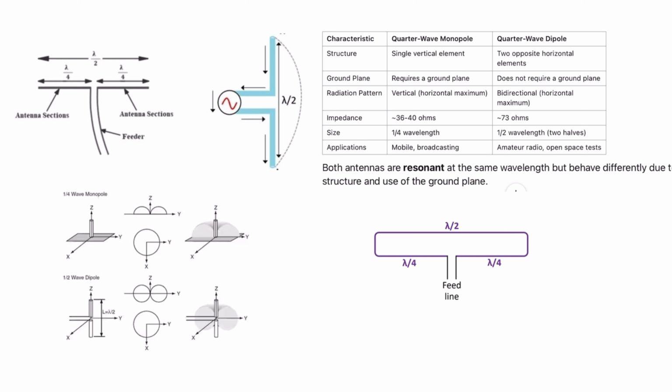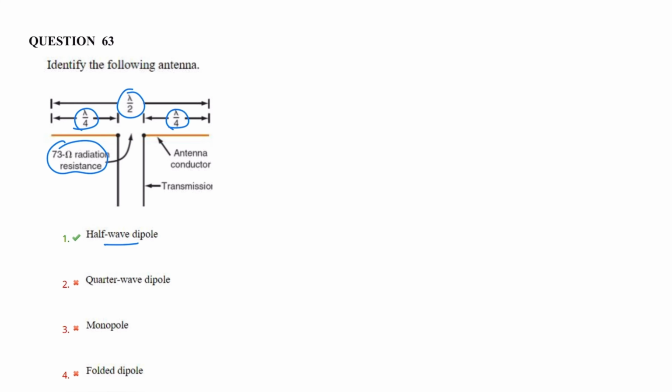The length of a half wave dipole antenna is 1 by 2 times the wavelength, half of the electrical wavelength. A half wave dipole antenna is an antenna having length equal to half of its wavelength at the frequency of operation. For a quarter wave monopole antenna, the length of the antenna is 1 by 4th of its wavelength at the frequency of operation.